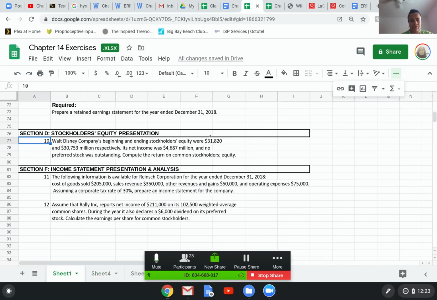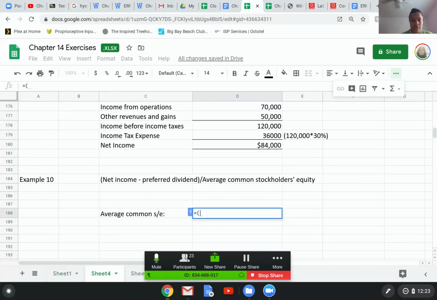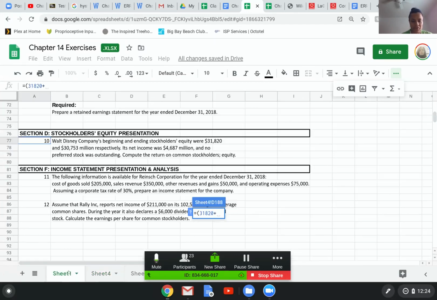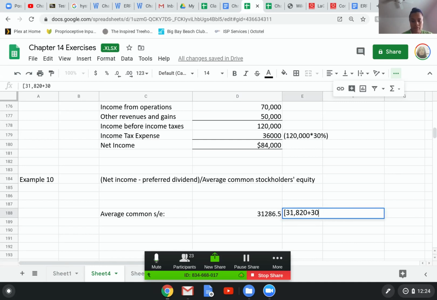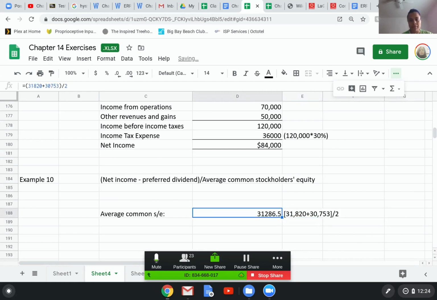So 31,820 and 30,753. I'll just do the formula over here. 31,820 plus 30,753 divided by 2. That's how I got that number. So that's going to be my average.